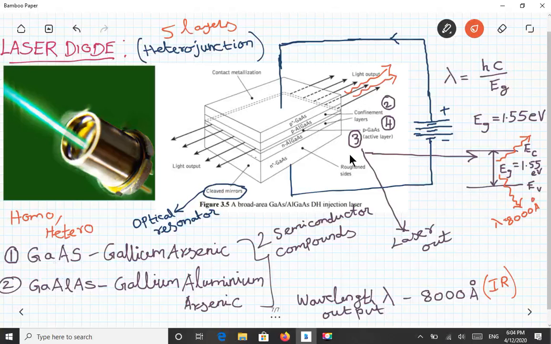Here there will be 3 layers of p-type. The first layer is a p-type, the second layer is a p-type, and the third layer is also p-type. The fourth layer is made up of n-type, and the fifth layer is again n-type. So it alternates: gallium arsenide, then aluminum gallium arsenide, then again gallium arsenide, then aluminum gallium arsenide, then gallium arsenide. In this way it has been manufactured.